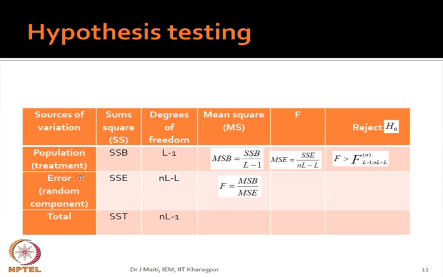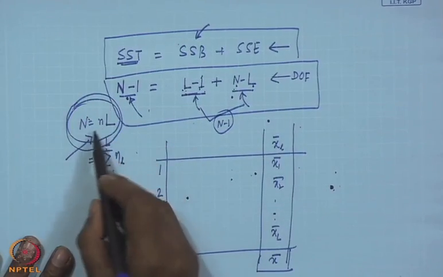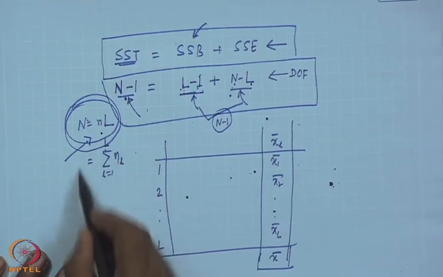So, as a result your table looks like this: population, error and total, then SSB, SSE and SST. You have already seen the degrees of freedom: L minus 1 for SSB, N minus L for SSE, and N minus 1 for SST. This N, which is n multiplied by capital L, is the capital N I discussed earlier, but if you take unequal sample sizes, it is different.